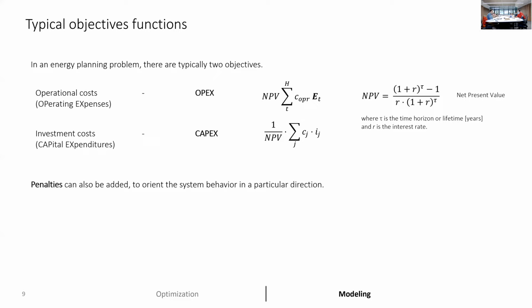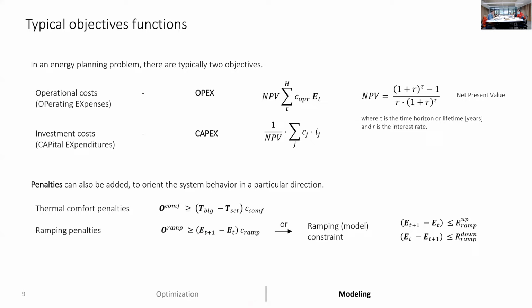That's something that can typically be included in an optimal sizing problem. You could also add penalties to your objective function, so you can orient the behavior of the system the way you see fit. You could have thermal comfort penalties, as we've just seen. We could have ramping penalties if you want to avoid the energy that you pull from the grid spiking up or down. You can put a cost on the difference between those two points, or you could define a ramping constraint, not with a cost in the objective function, but as a model constraint, a strict ramp up or ramp down constraint.